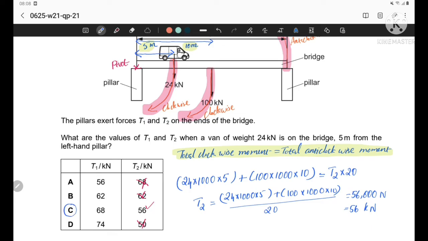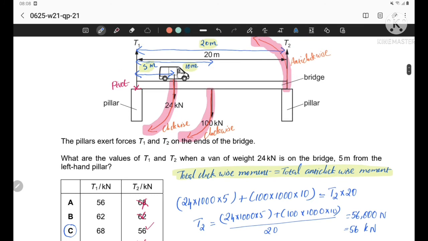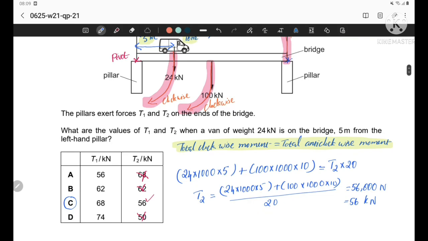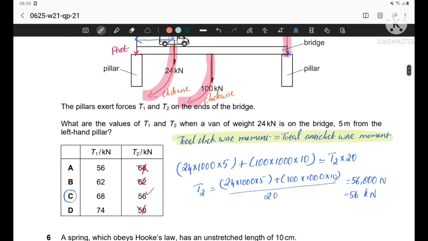You can find out the T1 by considering the pivot at the point on the second pillar, or by considering all the forces, upward force must be equal to downward force. In either way, you can find out T1 also. But here we don't have to find it, because we got T2 as 56, which is only correct for option C.